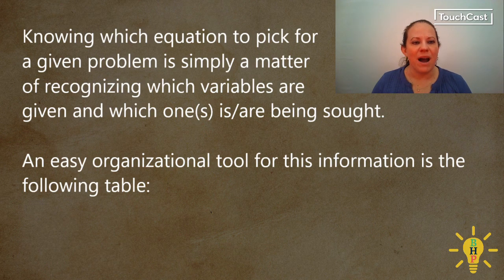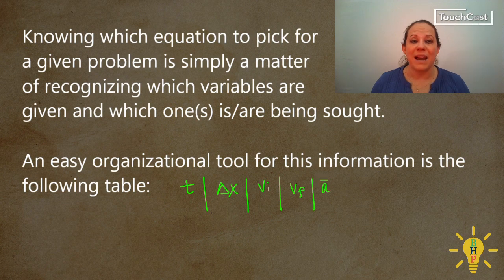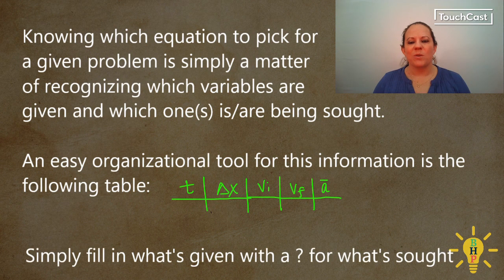Okay, I'm not sure why my pen tool is not drawing all of a sudden. We've got the time. We have displacement. We have initial velocity, we have final velocity, and last but not least, we have the average acceleration. And simply fill in what's given and then put a question mark for the quantity that's being sought. Let's work a few examples.